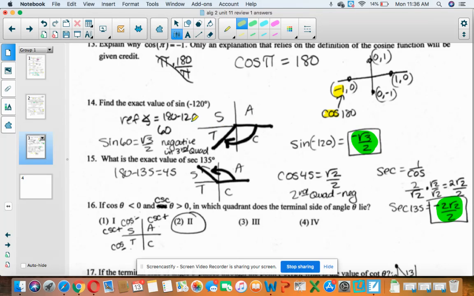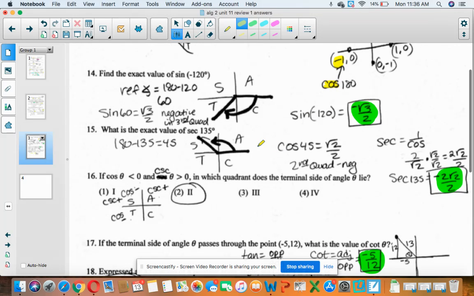So I do 180 minus 120. So my reference angle right here is 60 degrees. And the sine of 60 degrees is radical 3 over 2. That's something that you should have memorized, but you have that chart also in your notes. And sine is negative in the third quadrant, so my final answer is negative radical 3 over 2.